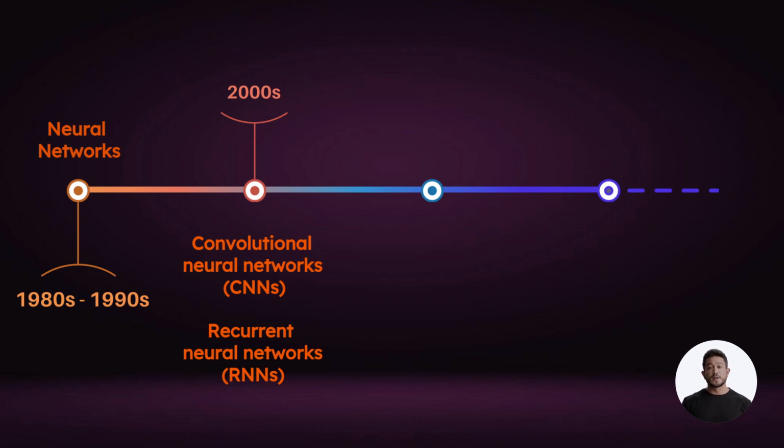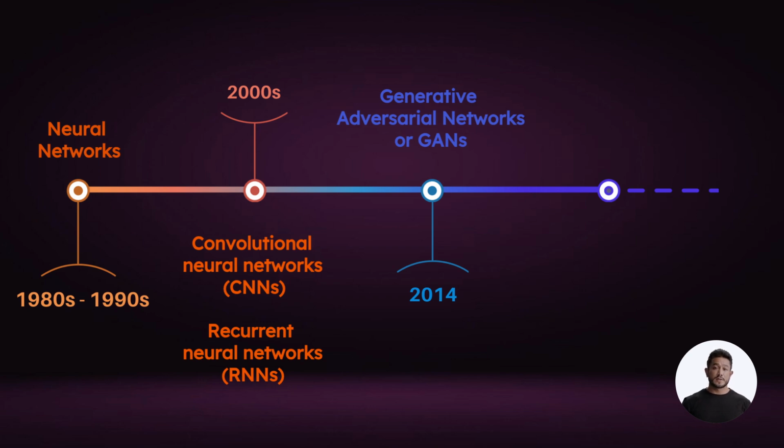But the real game changer came in 2014 with the introduction of Generative Adversarial Networks, or GANs, by Ian Goodfellow. GANs work by having two neural networks compete against each other. One network, the generator, tries to create new data that looks real, while the other network, the discriminator, tries to detect whether the data is real or generated. Over time, this competition leads to the generator creating incredibly realistic data, whether it's images, text, or something else.